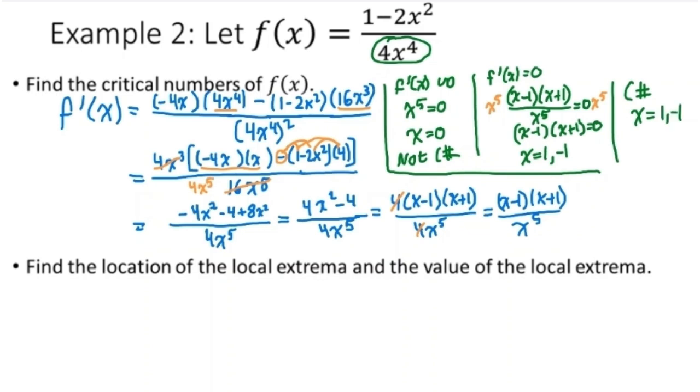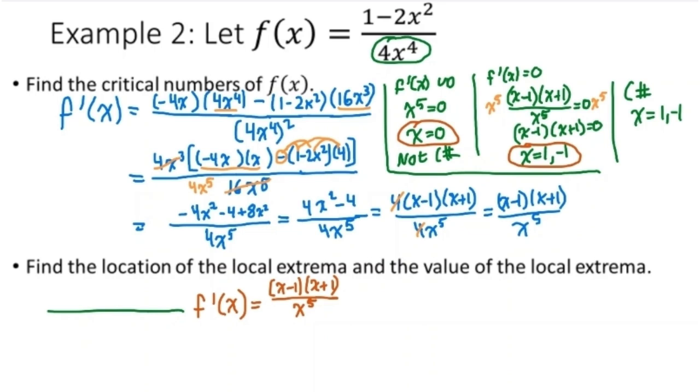Now we're going to find our local extrema and the values of the local extrema. Just like our last example, we're going to make our sign chart for f prime of x, which is (x - 1)(x + 1) all over x to the fifth. Remember from the procedure, we're not just placing the critical numbers on the number line. We're placing our partition numbers on the number line. This would include 0, which we know is not a critical number. So 0, 1, and -1 all go on the number line. Out of the three, only -1 and 1 are critical numbers. They are our only candidates for the local extrema.